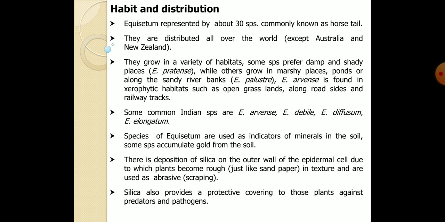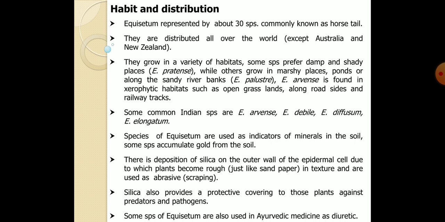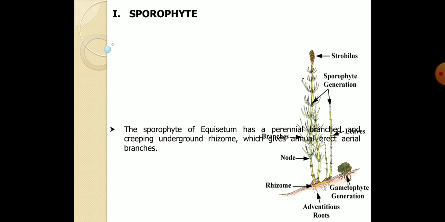The epidermal cells have the capacity to accumulate silica. If Equisetum grows in some river basins, that indicates the region has silica, and that silica is accumulated in the stem of the Equisetum, which helps in protection from damage. Some Equisetum are also used in medicine, as a diuretic in nature.